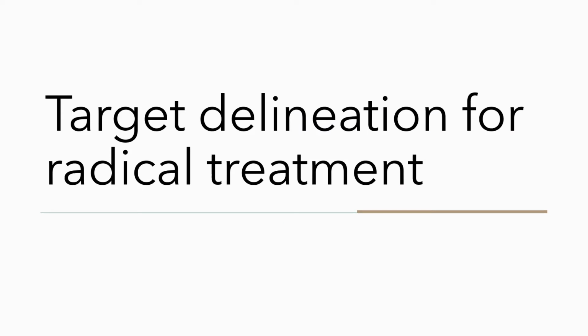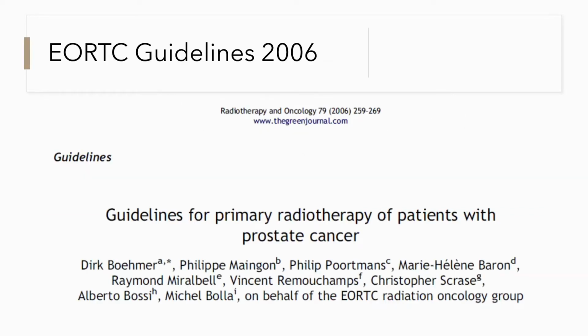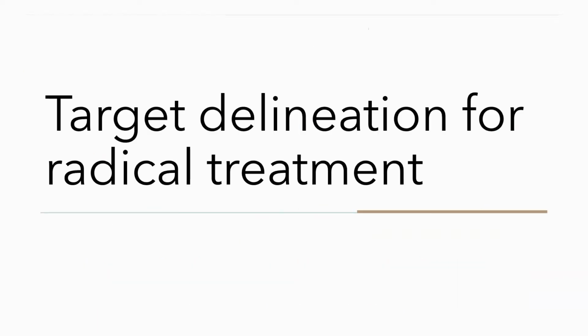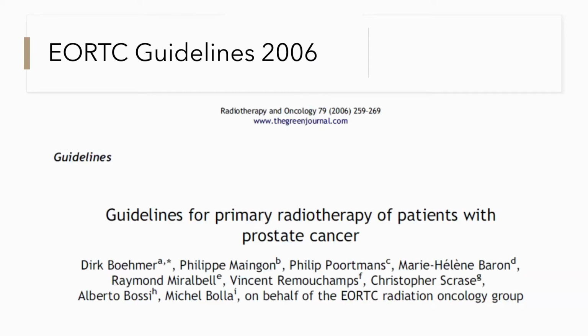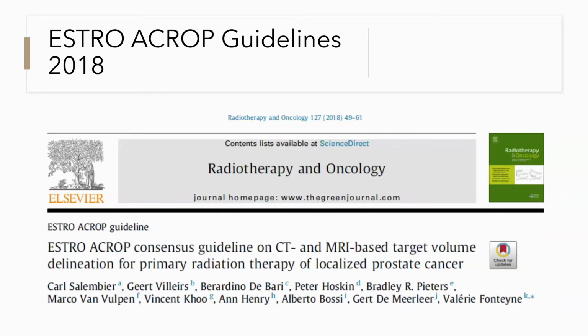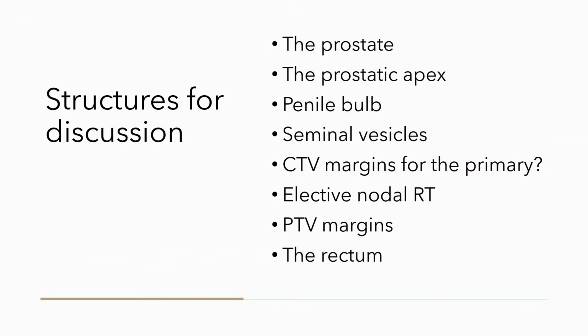So we'll start with target delineation for radical treatment. Before we go directly into it, we need to see what the guidelines are. Are there guidelines available? Yes, there are. But compared to post-operative treatment, the guidelines available for prostate cancer radical radiotherapy are relatively few. So we have an old guideline from the EORTC from 2006, and a more recent guideline from ESTRO-ACROP published in 2018.